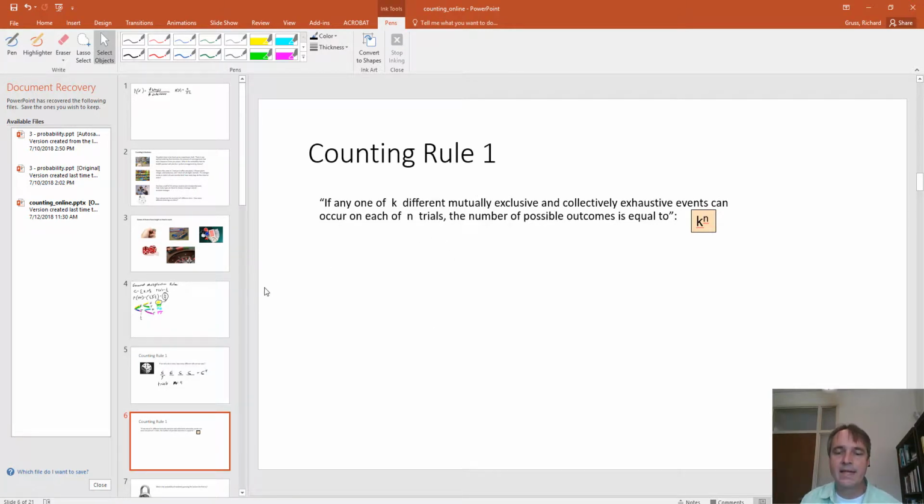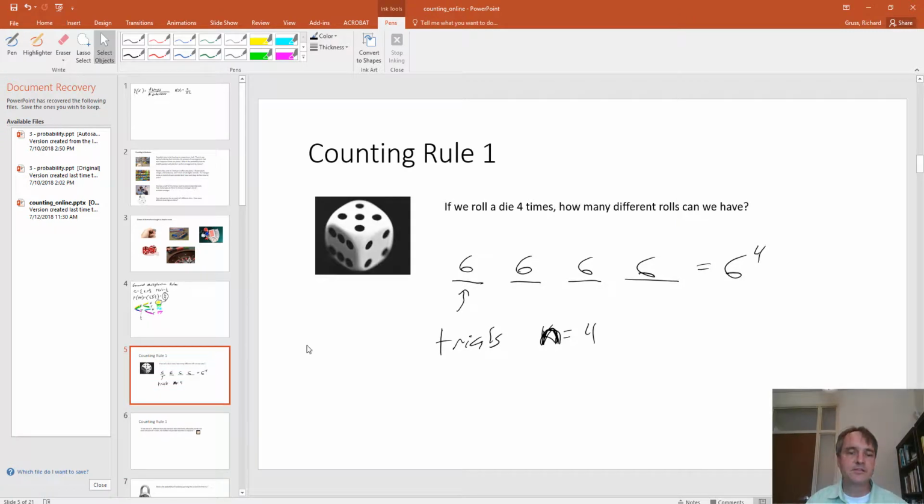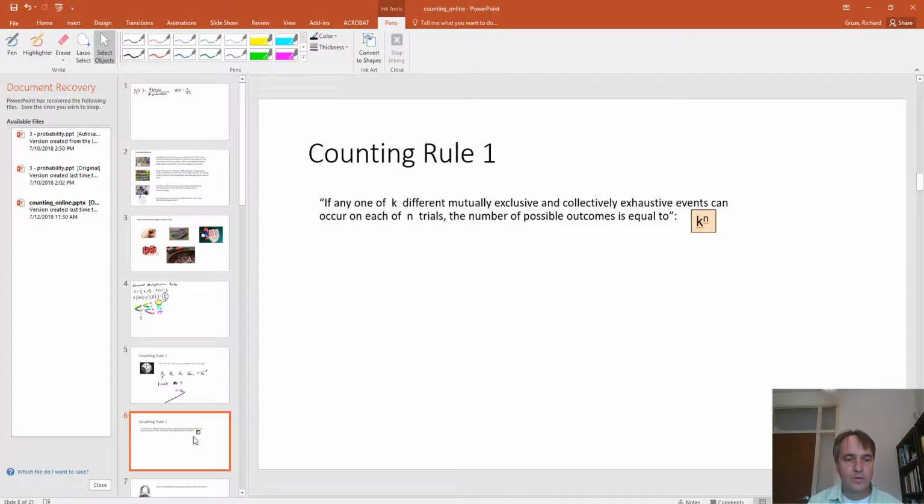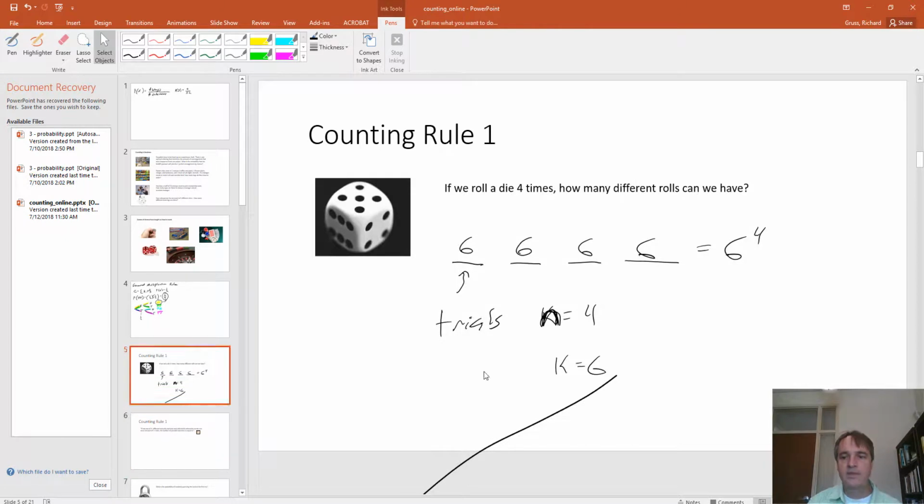And so we've got k different mutually exclusive and collectively exhaustive events. Okay, so are these mutually exclusive and collectively exhaustive? Well, you can't roll a 2 and a 3 at the same time. So these are all mutually exclusive. And they are collectively exhaustive because there's only 6 of them. So there's only 6 possible outcomes. So then our k for this problem is equal to 6. So then the solution as stated is k to the n. So here we have k to the n, which winds up being 6 to the 4th.